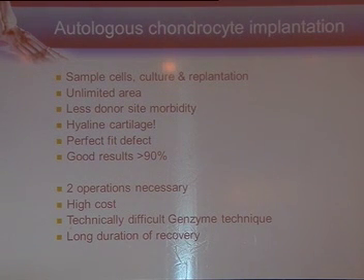ACI, this is taking sample cells, culturing them and reimplantation. That apparently means that you can do it on an unlimited area, but the trouble is there's often underlying bony loss, and I think that's difficult to manage. It was designed, and is thought, to therefore mean there's less donor site morbidity than a mosaicplasty, which we'll talk about very briefly. And there's this perception that it will give you hyaline cartilage, and I'm not entirely certain that we can say that with certainty. But there are papers that show results of 90% in a lot of cases, but it's 2 operations, it's quite costly, and it is technically very difficult.